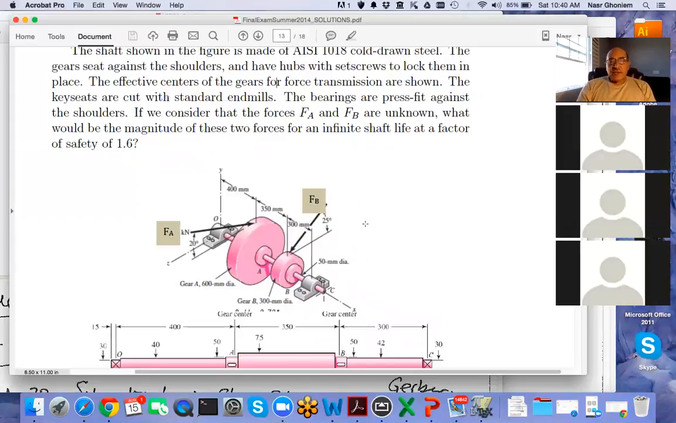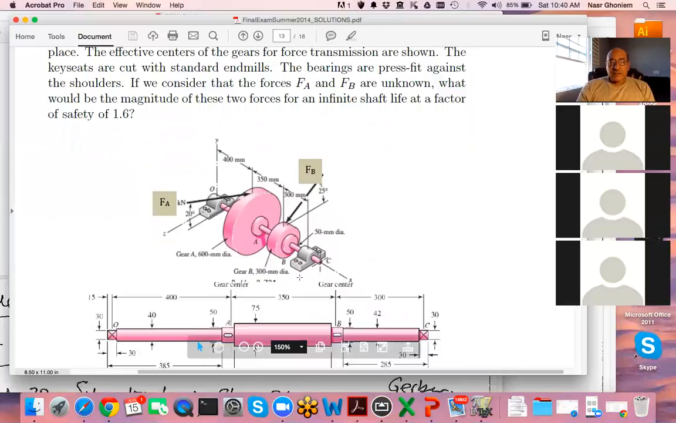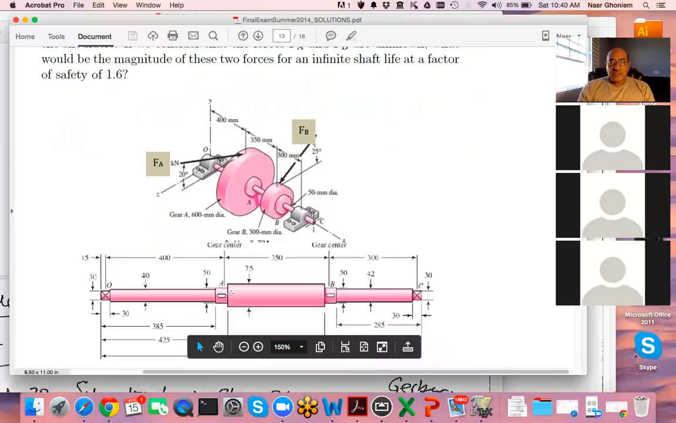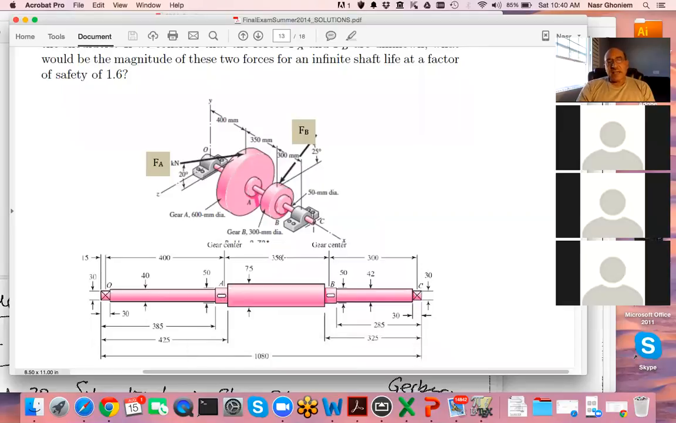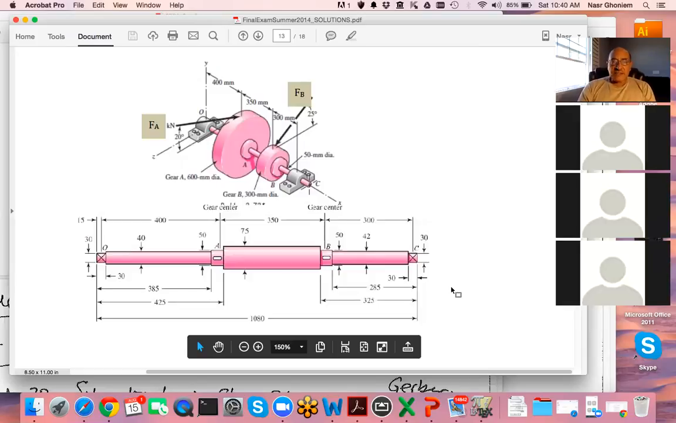In this case, the middle shaft between the two gears is 75 millimeter diameter, but the shaft on the left is 40 and the shaft on the right is 42. And then we have keyways, like here on the shoulders. The gear has to be attached to the shaft with a keyway on the left and a keyway on the right. So this is now throwing in a little bit of extra complication here.